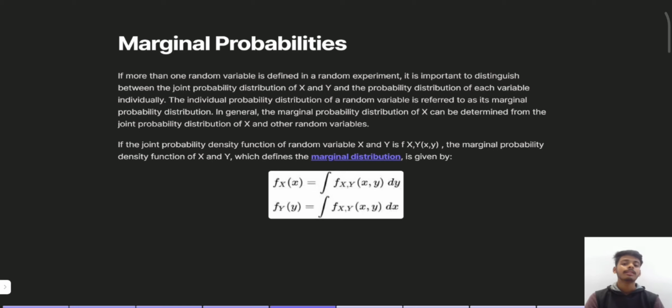In general, the marginal probability distribution of X can be determined from the joint probability distribution of X and other random variables. If the joint probability density function of random variables X and Y is f(x,y), the marginal density function of X and Y, which defines the marginal distribution, is given by f(x) equals the integration of f(x,y) dy. f(y) is the integration of f(x,y) dx.